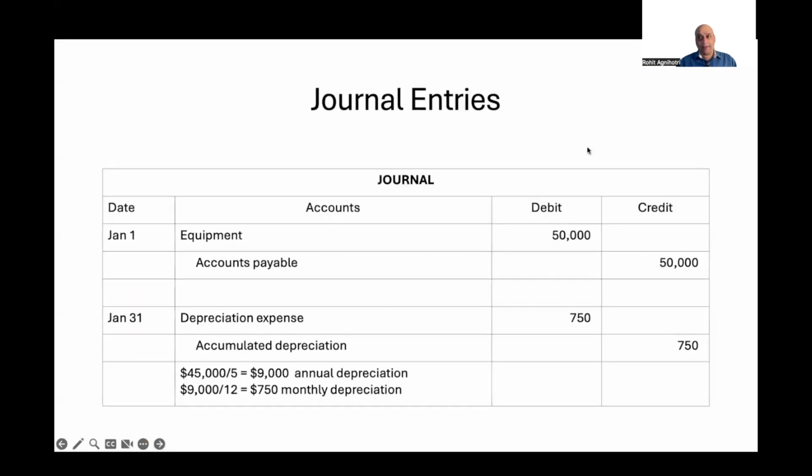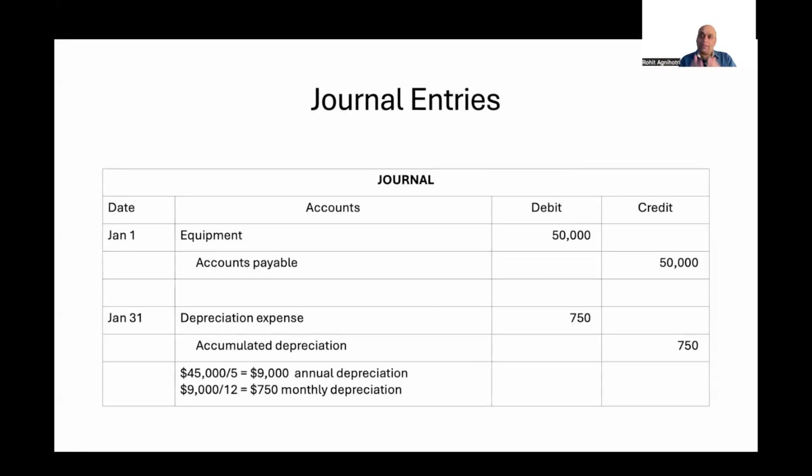The journal entries for this particular example. Okay, so on January 1st, you bought the equipment. So your equipment debit $50,000 and accounts payable $50,000. Now, this accounts payable could also have been cash. I mean, it does not really matter as long as we understand why we are making a certain journal.